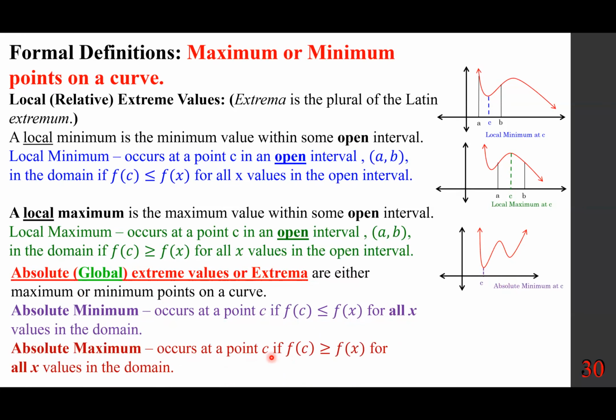An absolute maximum occurs at the point c if f of c is larger than or equal to f of x for all x values in the domain. So again, local max, local min, local max. This local max is an absolute max because no other point has a larger y coordinate.